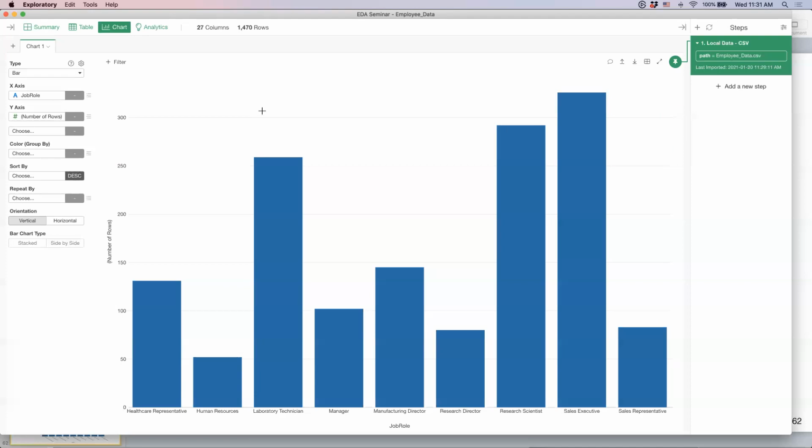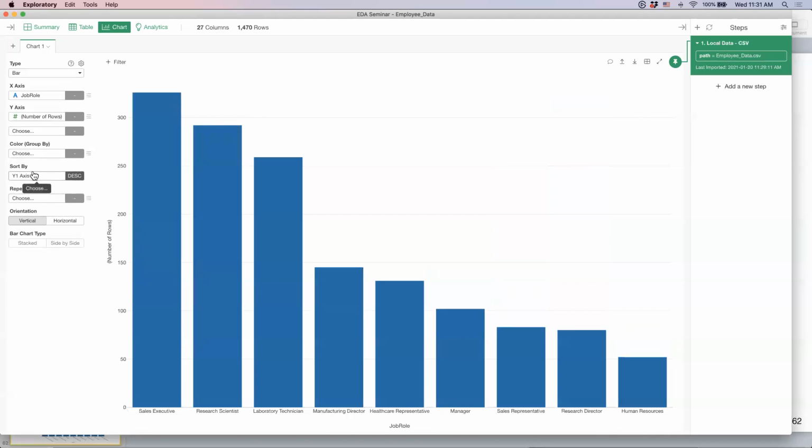But we are also looking at the variation. Certain job roles have more employees, certain job roles have fewer employees, and so on. By the way, you can sort by using sort by y-axis, and now it's sorted from the highest counts to the lowest counts. And we can see how the data varies, and we can see human resource has the fewest employees, and so on.